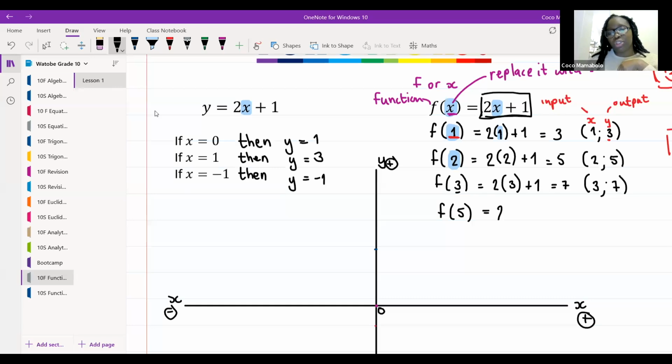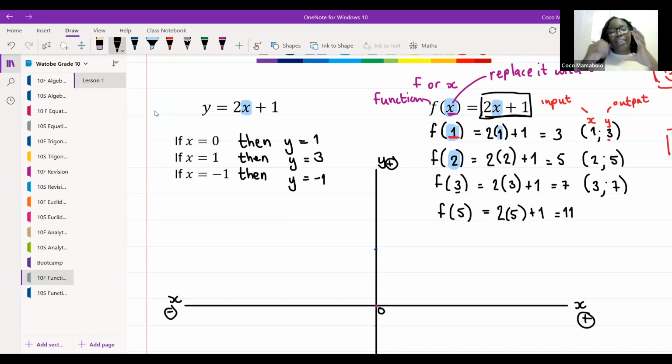Good. So it's going to give me 2 times, you know that 2x is the same as 2 times x, yeah? Yes, ma'am. Good. So I'm going to get 2 times 5 plus 1. And what's that going to give me? What's 2 times 5? 2 times 5 is 10. Plus 1 is 11.